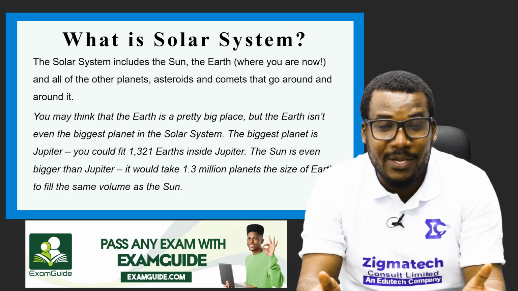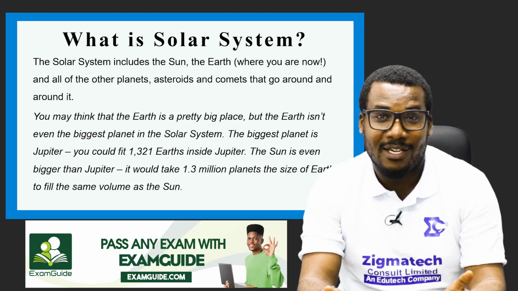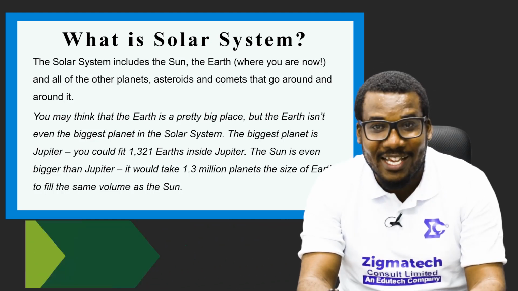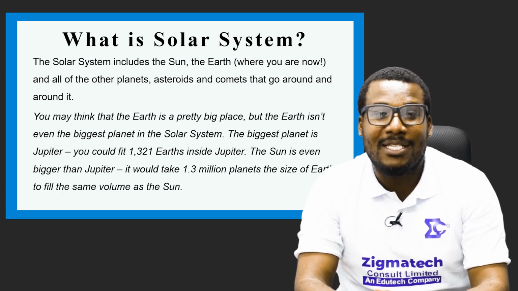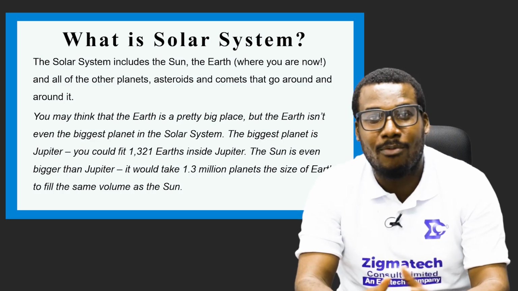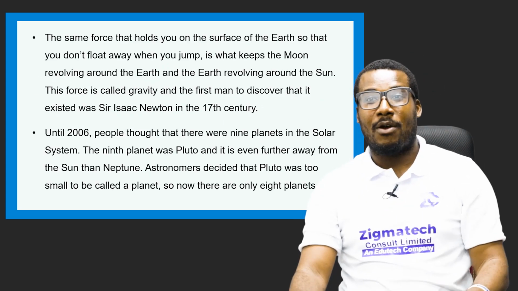Our Earth is already big enough. But compared to Jupiter, it's a baby. And compared to the sun, it's a tiny speck that can hardly displace any particle in the sun. That's how small we are. That's our solar system. So that's a fact for you to think about.